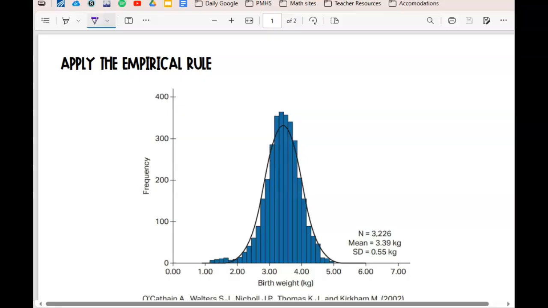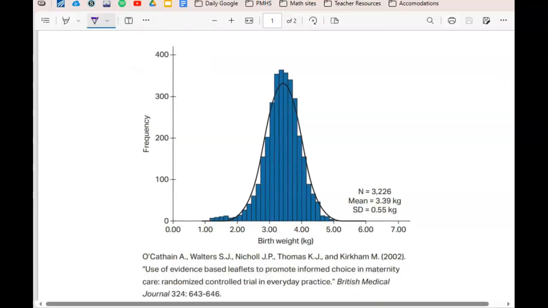This is an example of a histogram for birth weight of newborns. I thought a baby was 8 pounds. Yeah, the UK does measurements in kilograms. Oh yeah. So how much is 4K? 8 pounds. Roundabout.